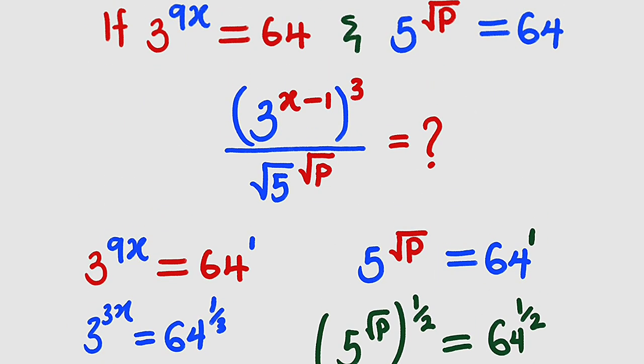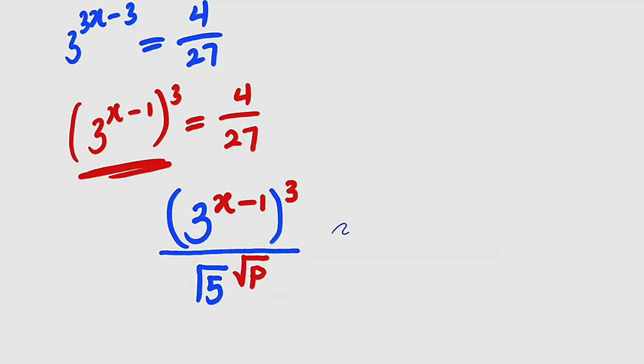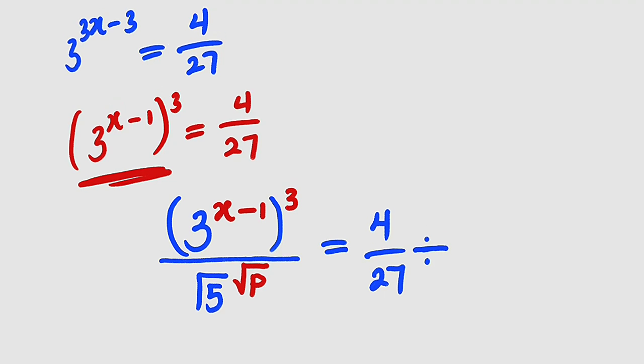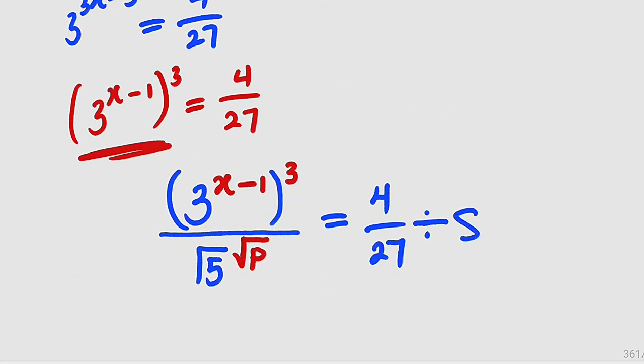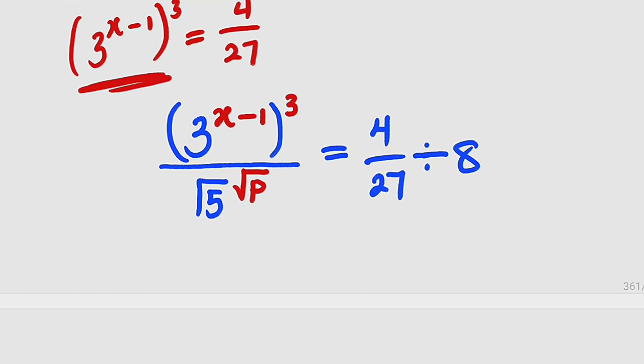So now let us back substitute. Let me just copy this. So this is the expression. This is equal to the top, we have 4 divided by what? 27. Then we divide by the denominator, which is 8. And dividing by a number is the same thing as multiplying by its reciprocal. So this is 4 divided by 27, multiplied by the reciprocal of 8, which is 1 divided by 8.